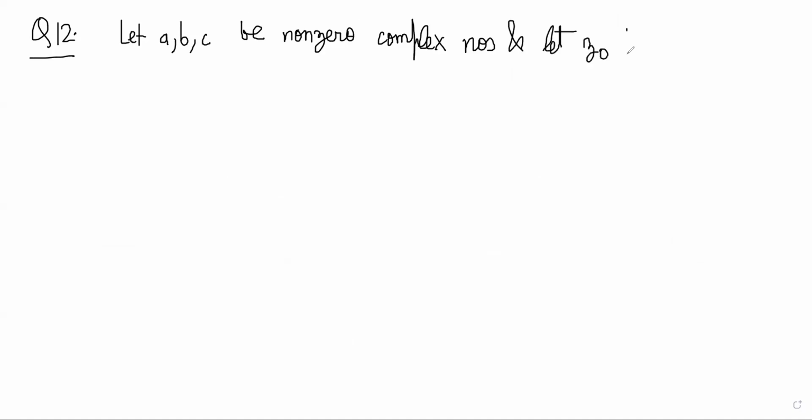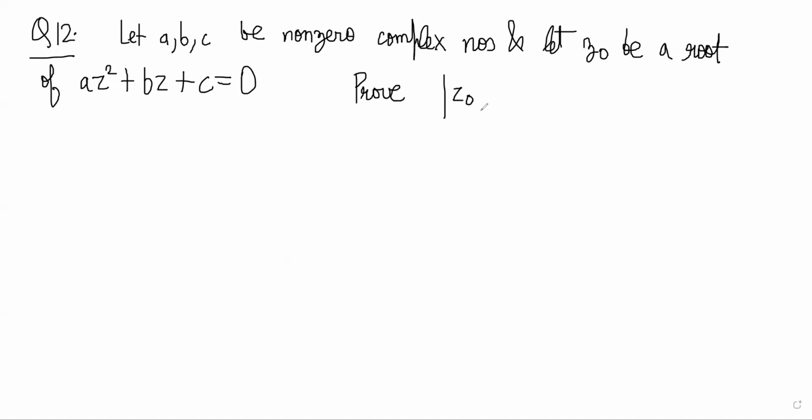Let's look at the next one. It says, let a, b, and c be non-zero complex numbers and let z0 be a root of the equation a z square plus b z plus c equals 0. We have to prove that mod z0 is less than mod of b by a plus mod of c by b.